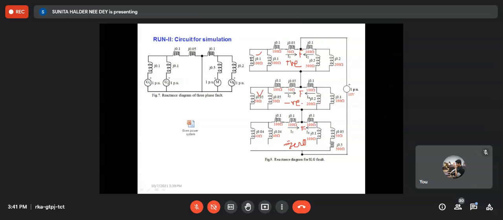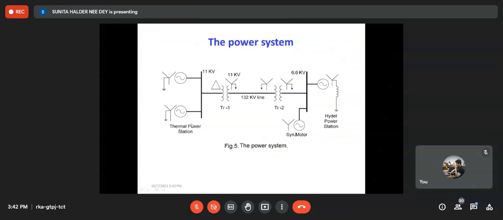Then for the zero sequence network, what happens? We have to identify whether zero sequence current will flow or not, right? Here also there is one mistake. I shall correct this one. If you see this circuit for the zero sequence network, generator 1, these thermal generators are grounded. That means current will flow from this side. This side is ground, delta, so this is correct. So what will happen? If we connect, then this is the thing.